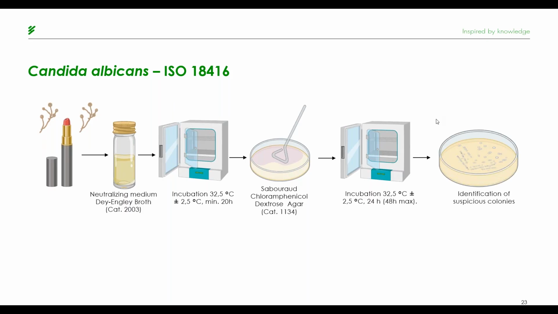After the incubation, we can identify the suspicious colonies in our Sabouraud dextrose agar with chloramphenicol. That, in the case of Candida albicans, are white colonies.